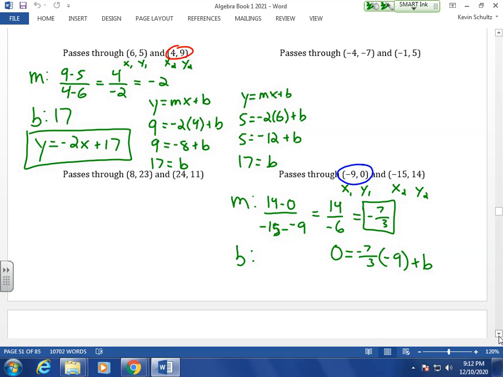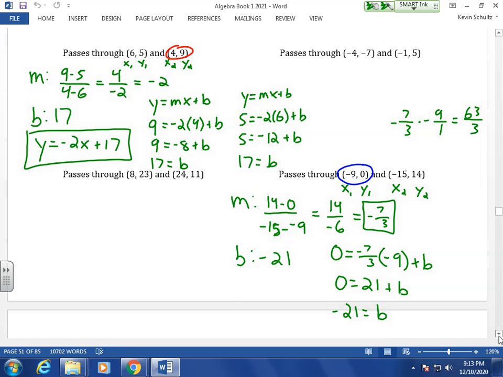Okay. That multiplication, -7/3 times -9, looks like this. We have a negative times a negative, so we know it's going to be a positive here. 7 times 9 is 63. 3 times 1 is 3. And 63/3 does work out evenly. Okay, 21. So 0 equals 21 plus b. Subtract 21 from both sides to get b by itself. And -21 is our y-intercept.